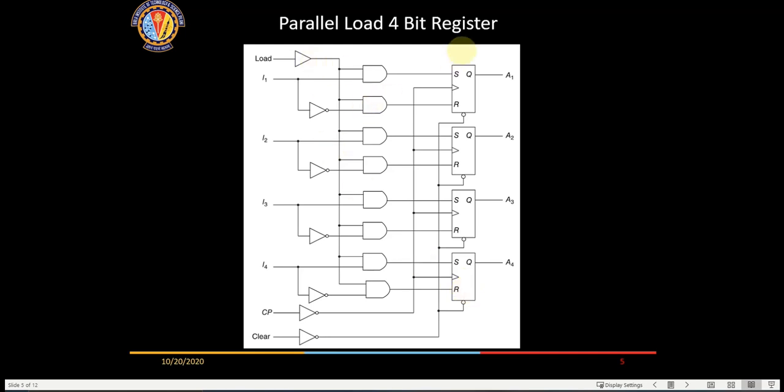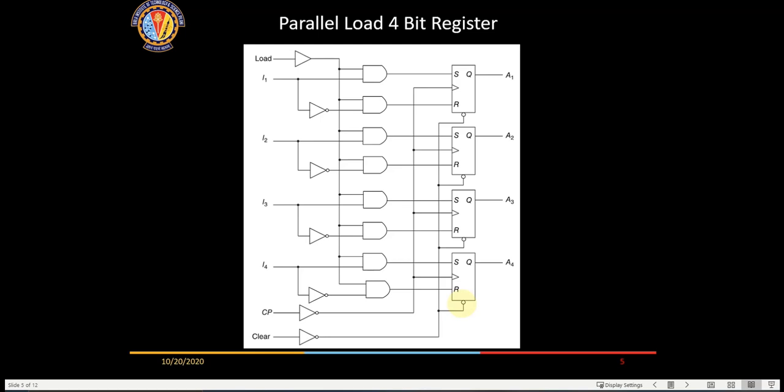So whenever I want to pump some data into this register, I will give load equal to 1. So all these AND gates will be enabled now, right? Then depending on your inputs I1, I2, I3, I4, whatever I give. Suppose I give 0, 1, 0, 1, and load I give 1. When the clock comes, this will be loaded as 0, 1, 0, 1. Whatever the values of I1, I2, I3, I4 will come as A1, A2, A3, A4, and then I put the load signal low. Is it okay? Yes, sir, understood, sir. Right? Thank you.